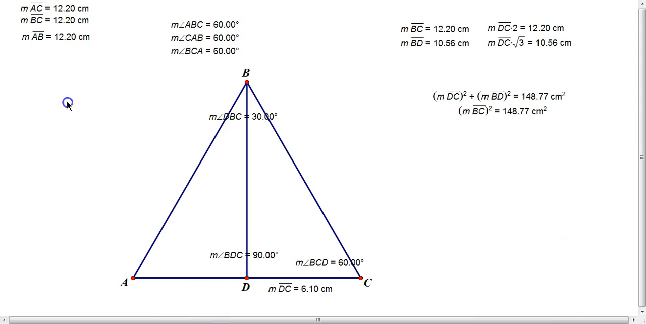So I'll move that back. We have a 30, 60, 90 triangle. And the relationship of these side lengths now, this side length and this side length, are special, which is why it's a special right triangle.